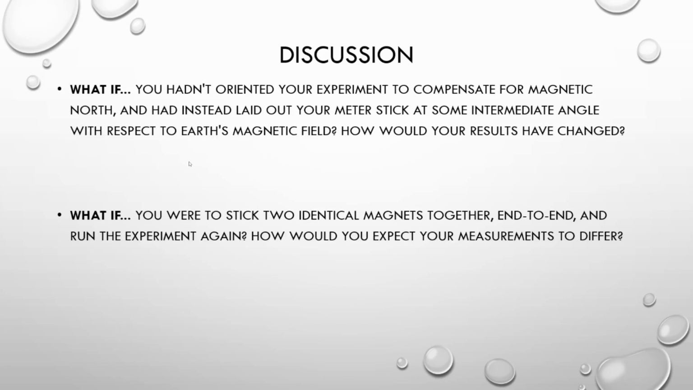So what if we hadn't oriented our experiment to compensate for magnetic north and had instead laid out our meter stick at some intermediate angle with respect to the Earth's magnetic field? The results would have changed by skewing our data, resulting in inaccuracy since the Earth's magnetic field would have interfered with the bar magnet readings. And if we were to stick two identical magnets together end to end and run the experiment again, we would expect the measurements to roughly double in magnitude, but of course still stay in the same direction.